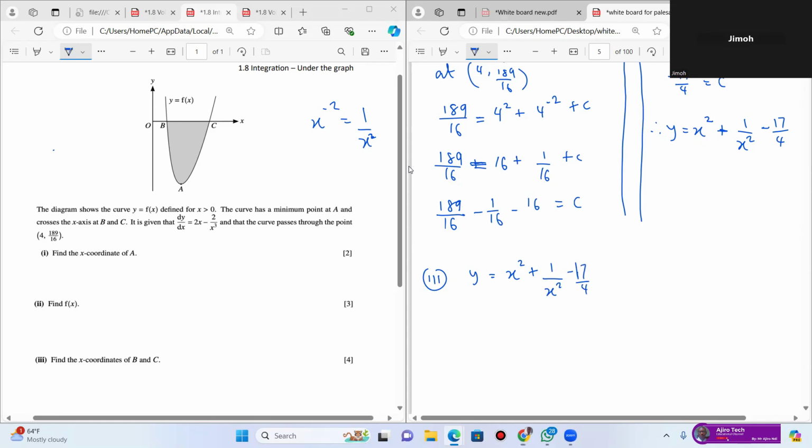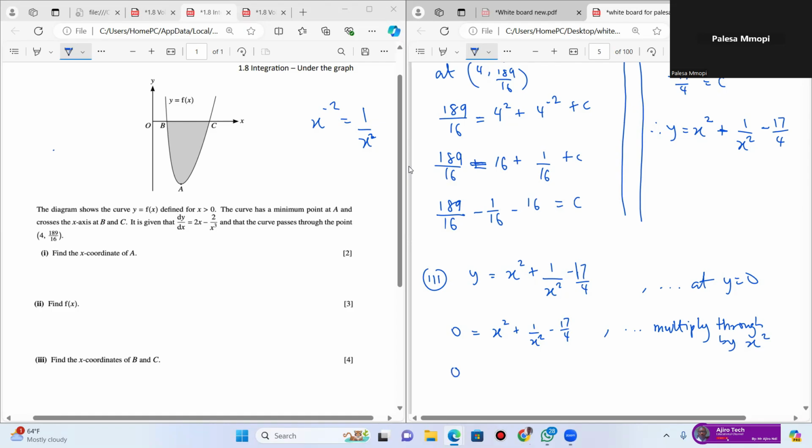So now, at y equal to 0, 0 is equal to x squared plus 1 over x squared minus 17 over 4. Now, how do we solve this? The best thing is to multiply through by x squared.